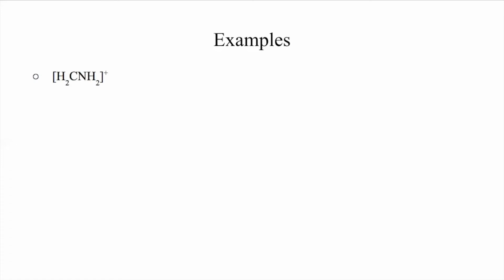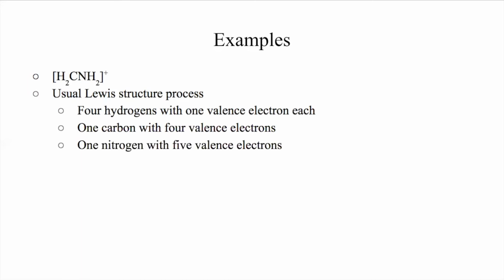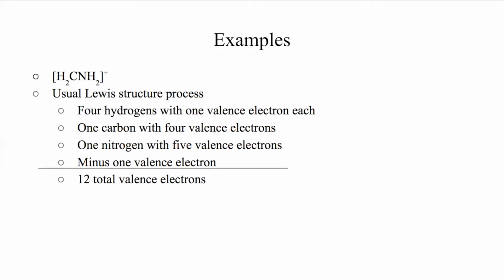H2CNH2+. We'll go through our usual process of drawing Lewis structures. There are four hydrogen atoms present with one valence electron each, plus a carbon atom with four valence electrons, plus a nitrogen atom with 5 valence electrons, and our positive charge removes 1 electron. This gives us a total of 12 valence electrons to work with.